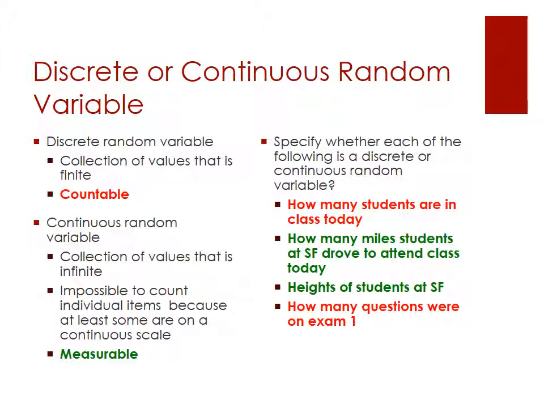Similarly, the heights of students is something that we would have to measure, so it is a continuous random variable. And lastly, how many questions were on exam 1 is something that is countable, so this is something that would be a discrete random variable.